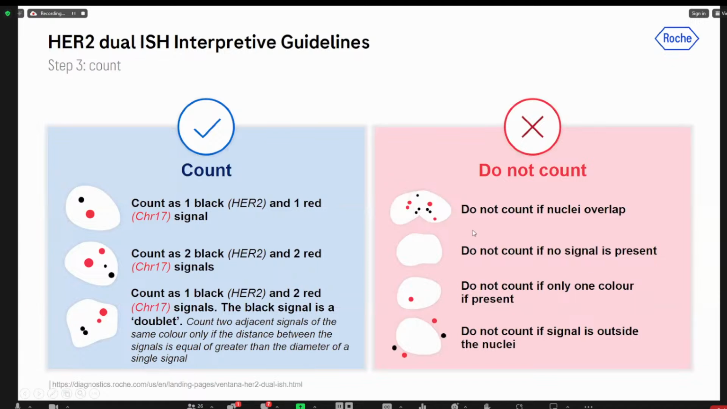Of course, if you have overlapping nuclei, don't count it. And if you miss one of the signals in one cell, don't count that one. And of course, if you don't have any signals at all, don't count it.